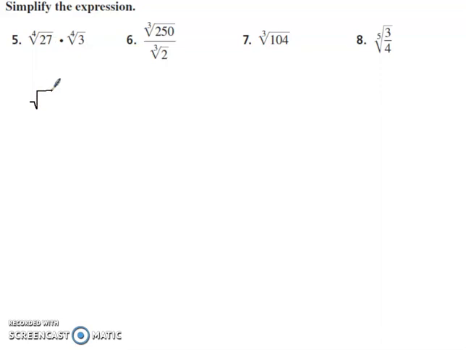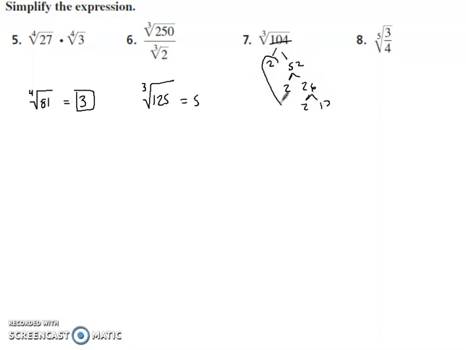Number 5, we should simplify to the 4th root of 81, which is just the number 3. Number 6 should be the 3rd root of 125, which is just the number 5. 104, I'll factor into 2 and 52, 2 and 26, and then 2 and 13. So I can take out a 2, and I'm left with a 13 underneath that cubed root.